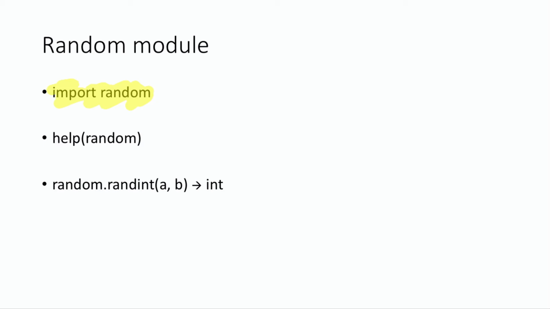But I'm just going to show you one function that you might find useful. It's the randint function. So the randint function takes two parameters. It takes two pieces of information. I called them a and b here. But they're essentially the lower and upper bounds, and it will give you a random integer between a and b inclusive.